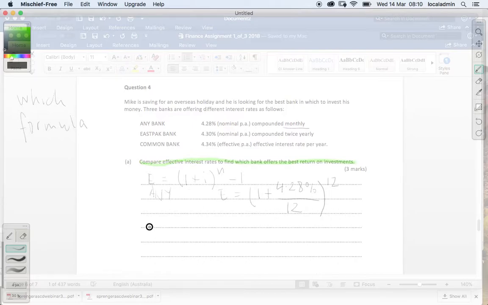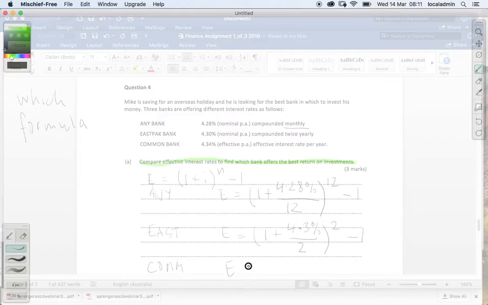Now let's do that for Eastpac as well. Eastpac, same idea. 1 plus, this time it's 4.3%, and we divide that by twice yearly, so that 6-month period, 6 monthly. So now we know what it is in a half year, and we do that to the power of 2, sorry, minus 1, I forgot that, minus 1, otherwise you get a percentage that is over 100%, and that makes no sense. This is why we take that away. Okay, so what have we got here? And then we do that once more, and we do that with Combank.